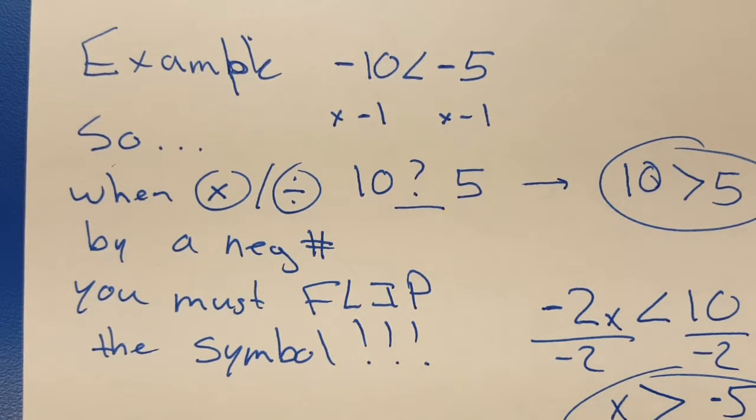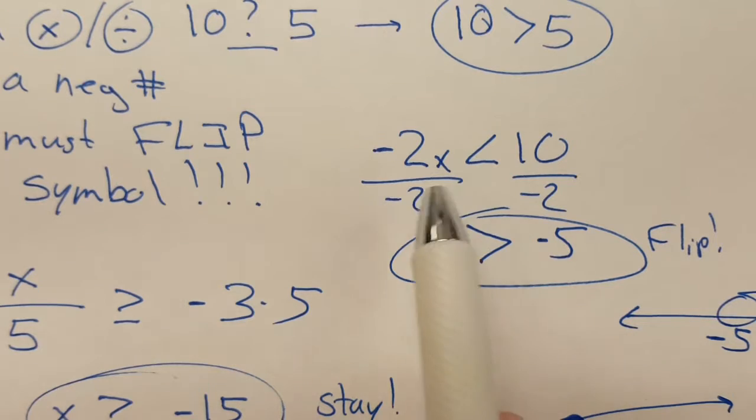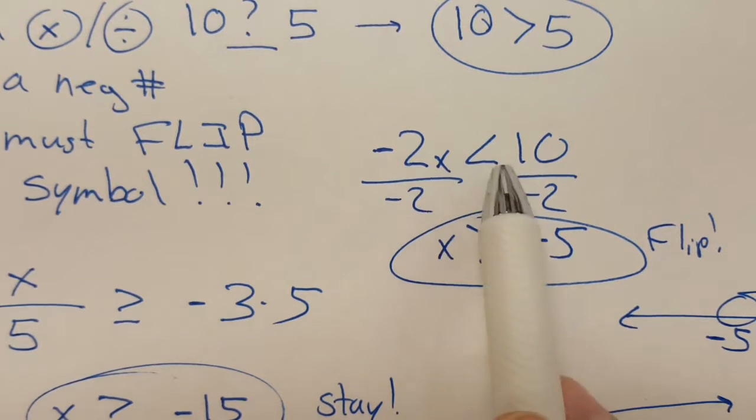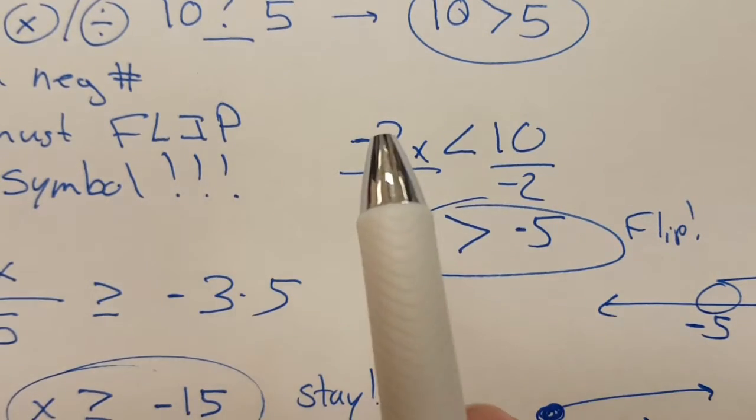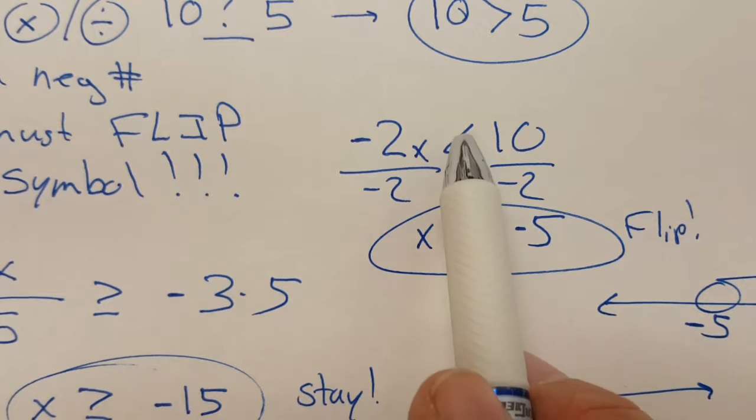Now, if you just subtracted, that's not multiplication or division. If you end up with a negative number, that's not necessarily multiplying or dividing by a negative. So make sure you're careful. Just because you get a negative answer does not mean you flip the symbol, okay? Let's go back to that example above. Now I'm going to make it negative 2x is less than 10. Divide both sides by negative 2. I did something, multiplication, division. I divided by a negative 2. My symbol must flip.